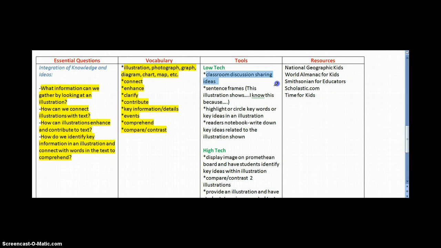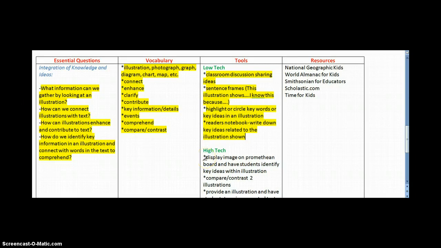Some low-tech tools might be having a classroom discussion, sharing your ideas. Writing out a sentence frame: this illustration shows, and have students verbally explain or write down their answer to fill in the rest. Or perhaps extending it. After they write, this illustration shows, they write another statement, I know this because, using information related to the illustration or text. Highlight or circle key words or ideas in an illustration. In their reader's notebook, write down key ideas related to the illustration shown.